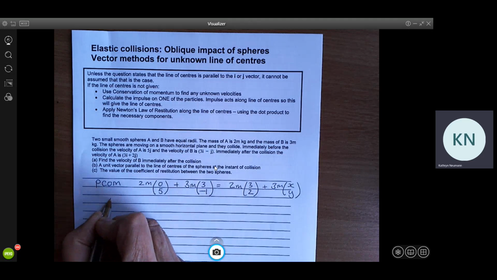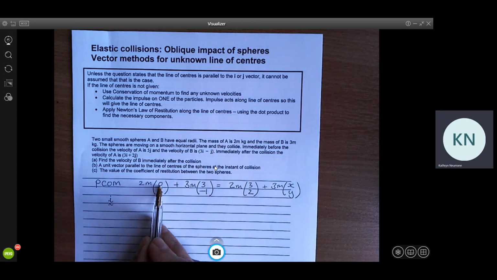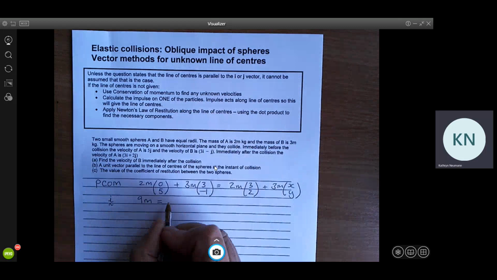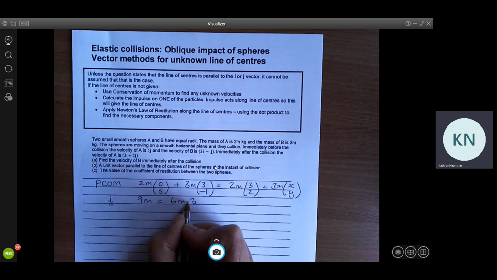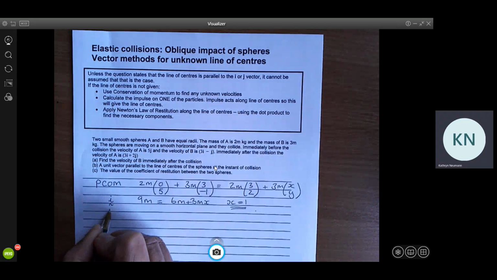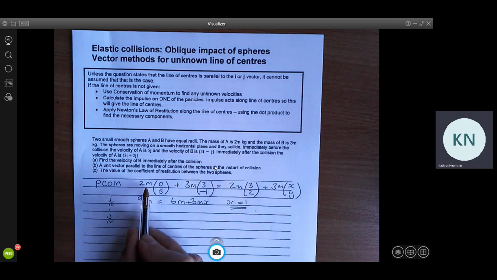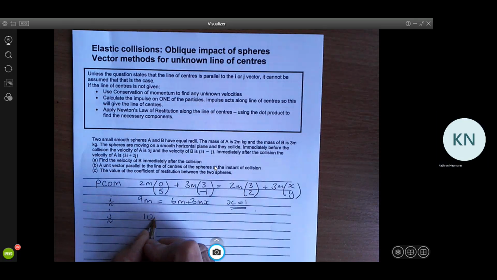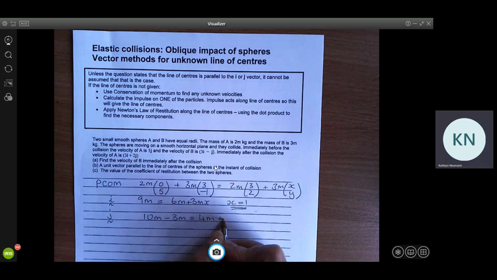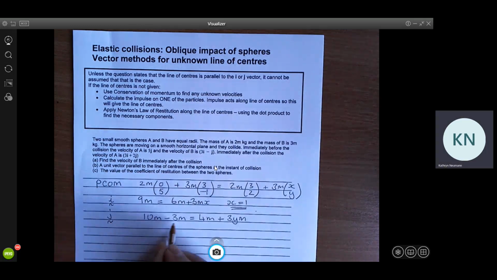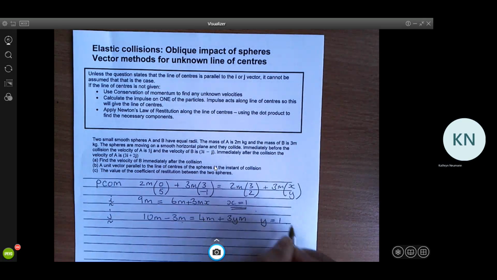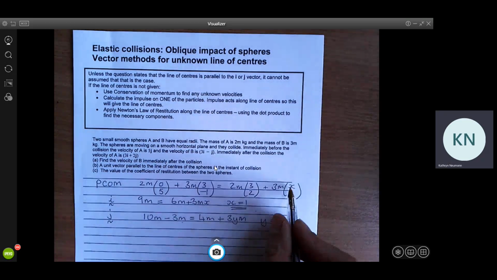So let's look at the i component here. I've got 9m must be equal to 6m plus 3mx. So that gives me that x is 1. And in the j direction, I've got 10m minus 3m is 7m, which equals 4m plus 3ym. So I get y is equal to 1. So I now know this velocity here.